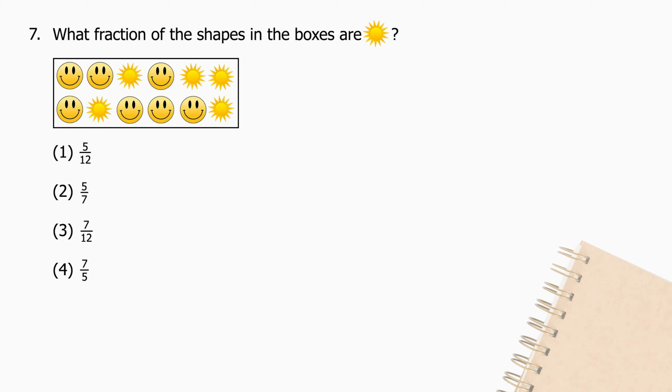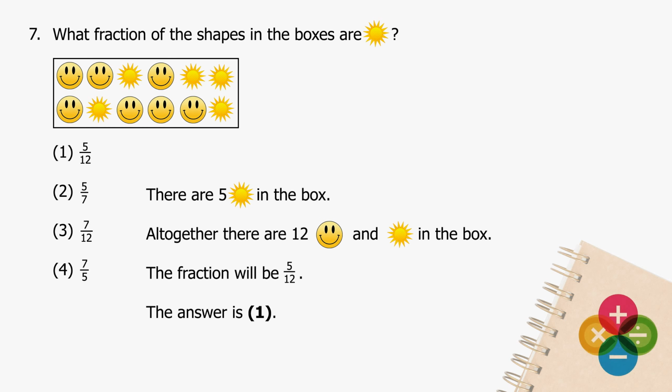Question 7. What fraction of the shapes in the boxes are sunshines? There are 5 sunshines in the box. There are a total of 12 smileys and sunshines added together. Take the amount of sunshines over the amount of the total, and the fraction will be 5 over 12. The answer is 1.